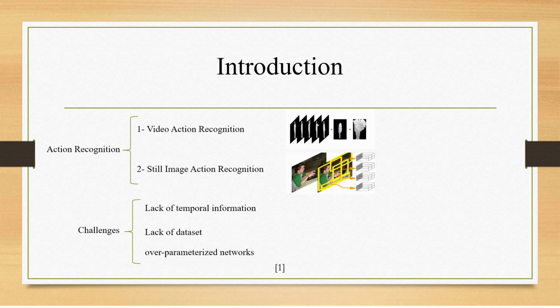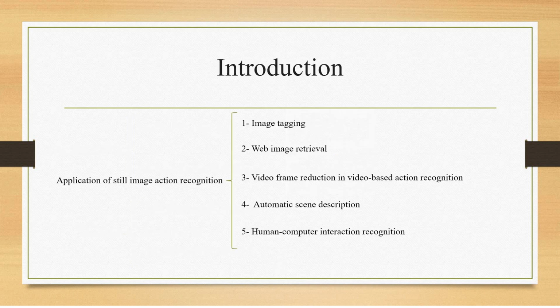That is one of the critical issues in still image action recognition. And over-parameterized networks are one of the main problems in all machine vision applications. So what are the applications of still image action recognition? The first application is image tagging, then web image retrieval, video frame reduction, video-based action recognition, and thematic scene description. Human-computer interaction recognition is also another application for still image action recognition.